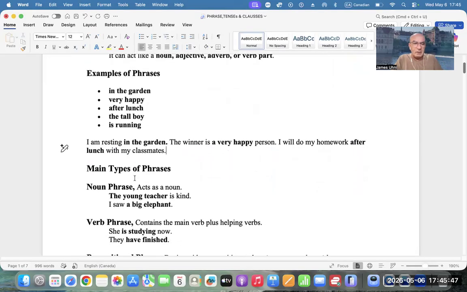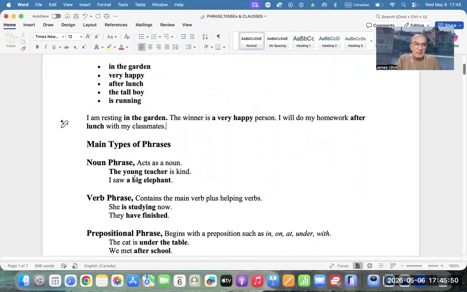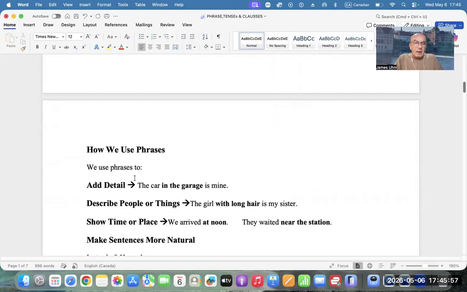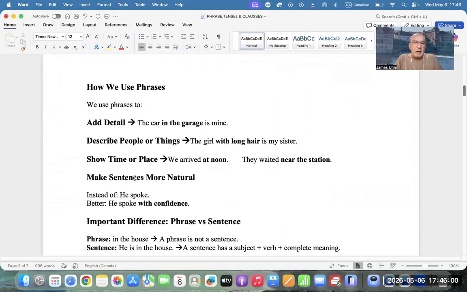Now, here we come to main types of phrases. I will skip that for now, and I will come straight to how we use phrases. And one more thing, I will explain everything about phrases when I make a video only about phrases. Otherwise, I would be sitting here for 2 hours. You would get tired and you wouldn't know anything. Okay? How do we use phrases?